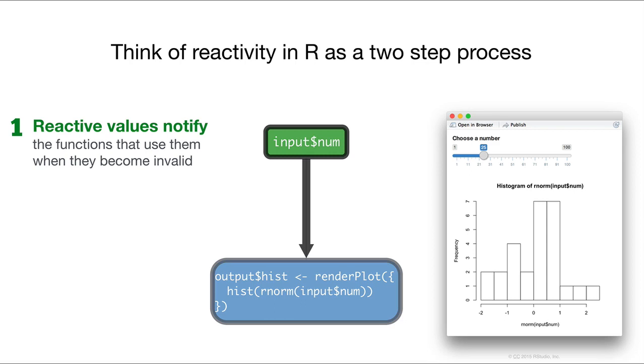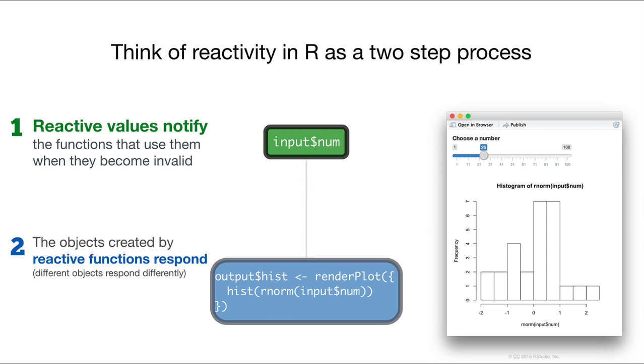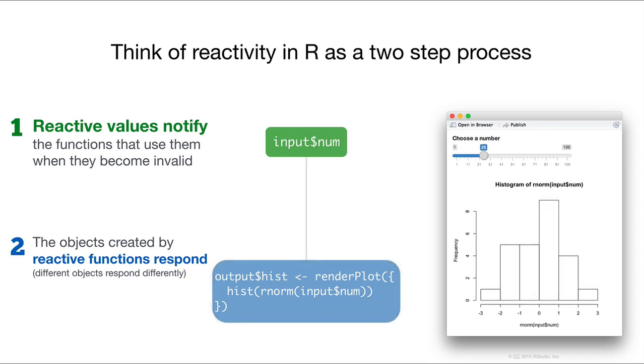And its job is to just respond in some way. When you have a render function, it creates an object whose job is to rerun the code that you pass to the render function to update itself. So here, once notified, output$hist will rerun the code. The code calls input$num, so it looks up the value of input$num, and once it has it, it can create the new graph and put it into the plot.